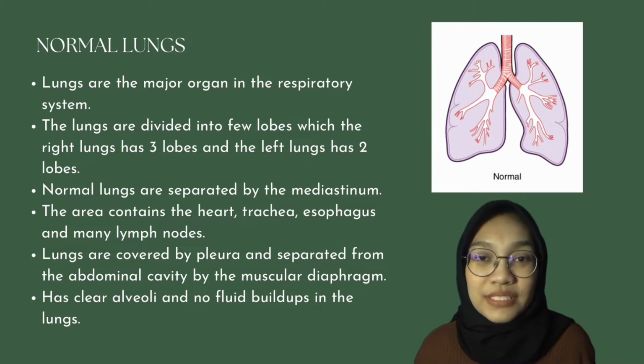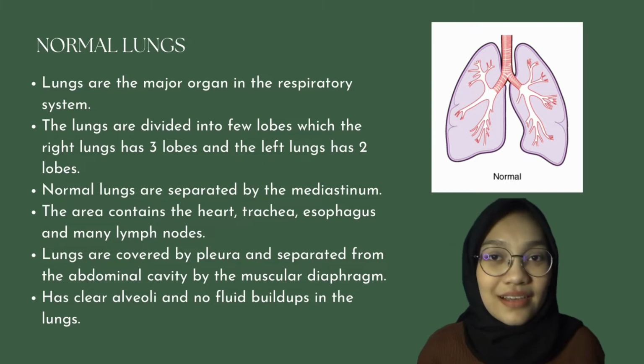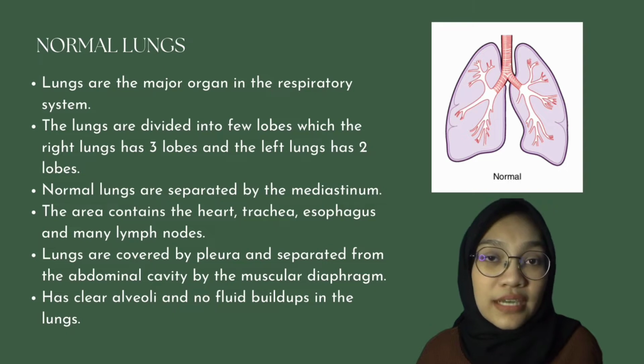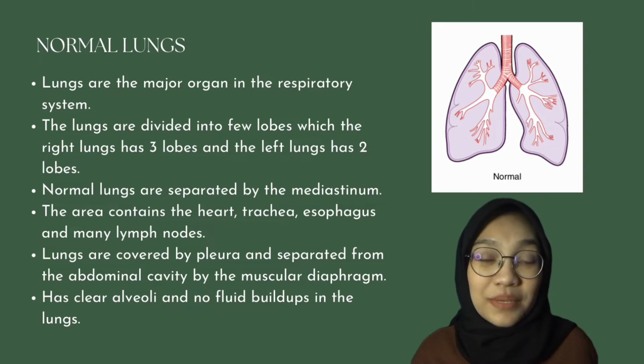The lungs are separated by the mediastinum. The area contains the heart, trachea, esophagus and many lymph nodes. As you can see, the lungs are covered by pleura and separated from the abdominal cavity by the diaphragm, and normal lungs have clear alveoli and no fluid buildup. The heart and lungs work together to make gas exchange happen, because the heart drains all the used blood that the body has used.